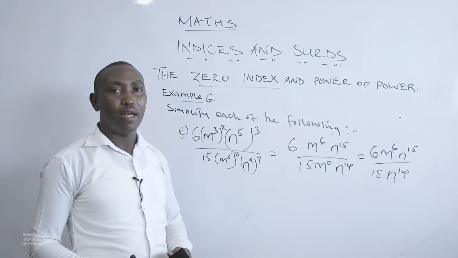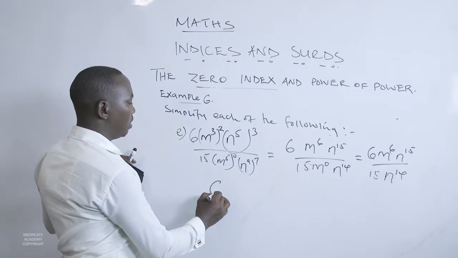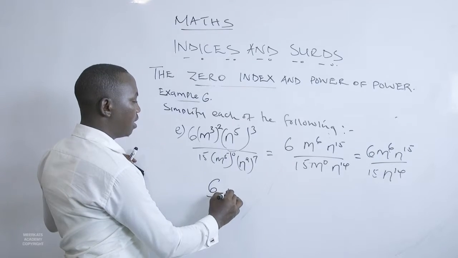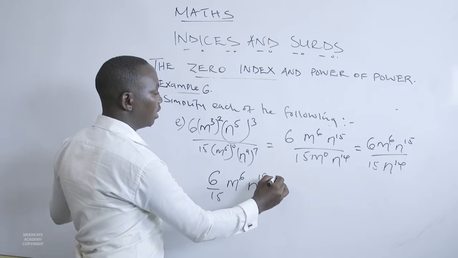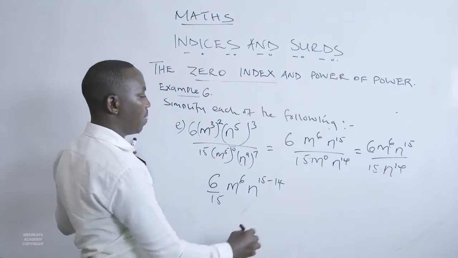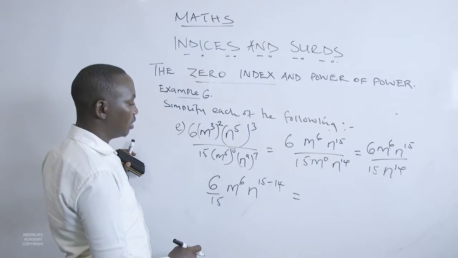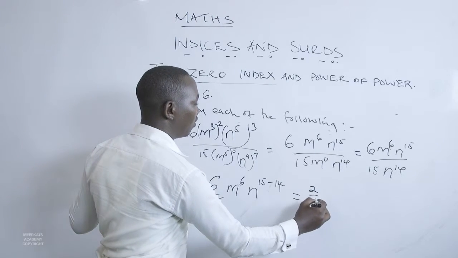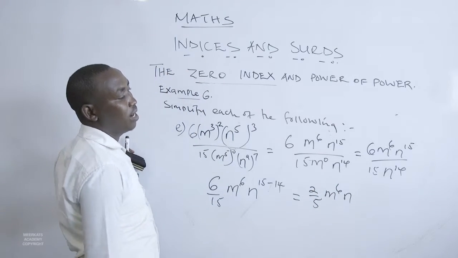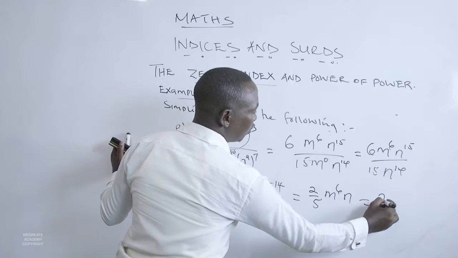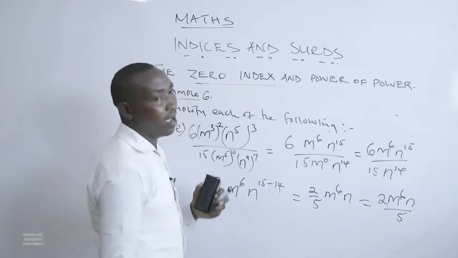Then we now apply the division law or the division rule. That shall be 6 over 15 m raised to 6 n raised to 15 subtract 14. This 6 over 15 will give us 2/5, so this will be 2 over 5 m raised to 6 n raised to 1. And when you simplify, this will be 2 m raised to 6 n all over 5.